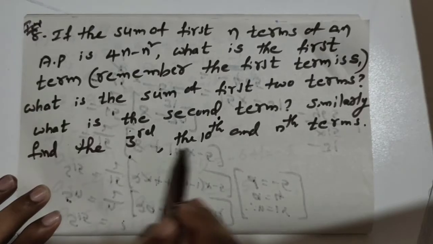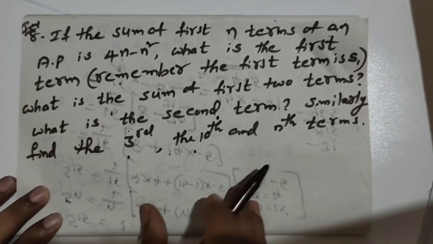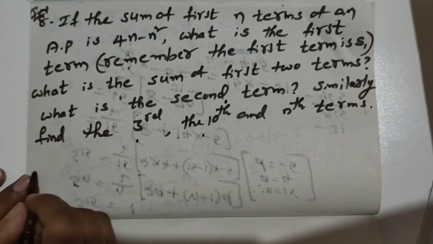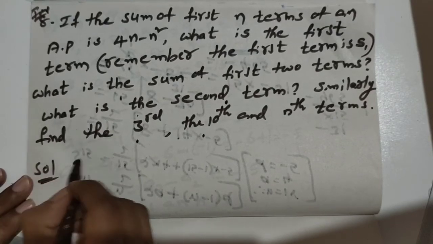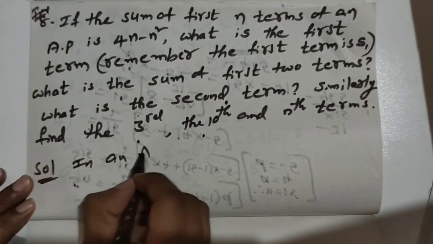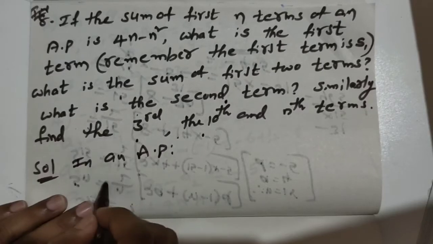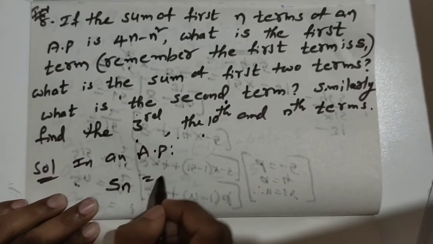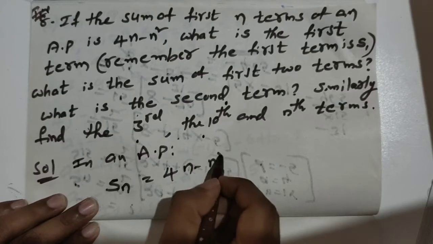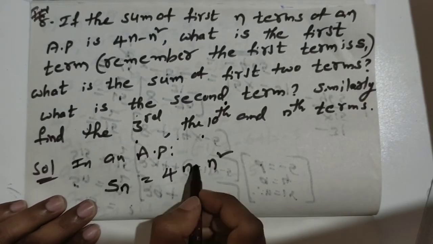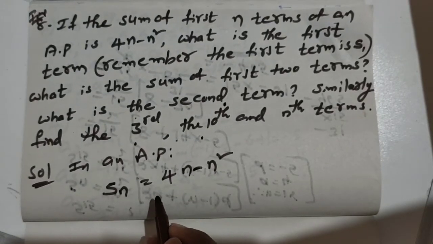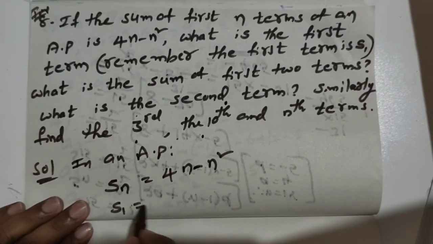Similarly find the third, 10th and nth terms. Simple, very simple sum. Here he has given, in an AP, Sn in terms of n: 4n minus n square. So actually S1 means sum of what? One term. Sum of one term gives us the first term.